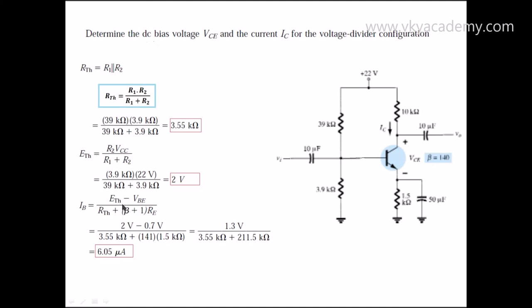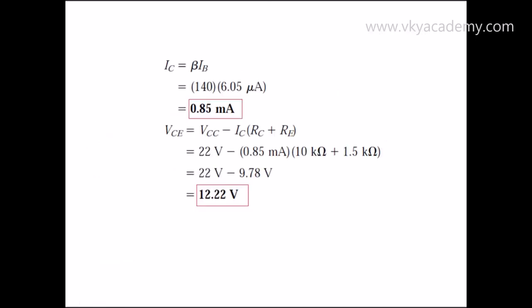The IB current can be calculated by this formula: ETH minus VBE by RTH plus (beta plus 1) RE. So we put the values as 2 volt minus 0.7 volt, as this is a silicon transistor, and finally we get the IB current as 6.05 microampere. Now the IC current can be calculated by the formula IC equal to beta IB, so IC current is 0.85 milliampere. The VCE voltage can be calculated by the equation VCC minus IC (RC plus RE). By putting in the values, VCC is 22 volt, IC is 0.85 milliampere, which we have calculated, RC is 10 kilo ohm, RE is 1.5 kilo ohm, and finally VCE is 12.22 volt.